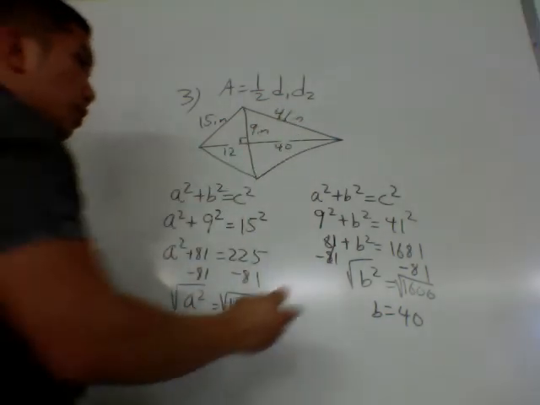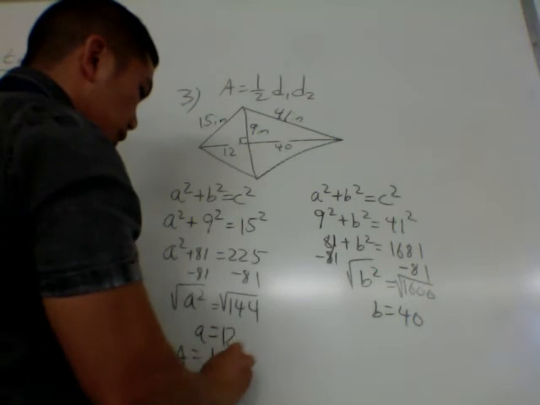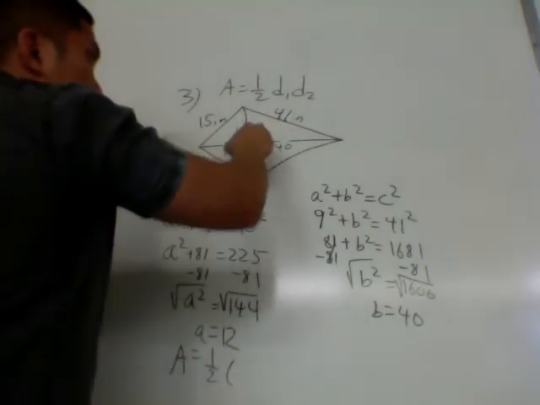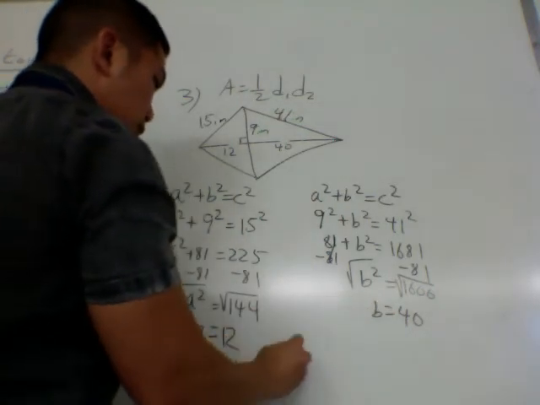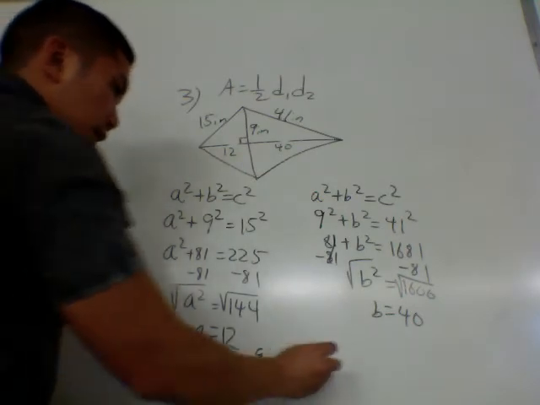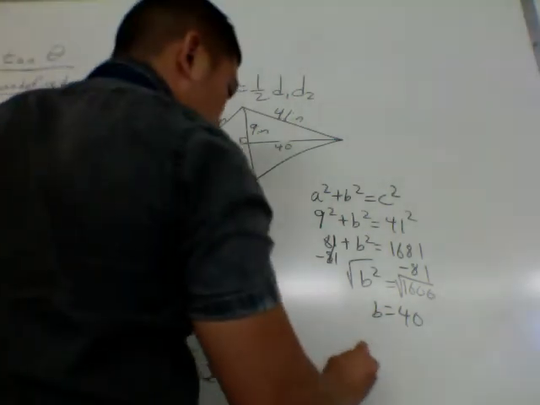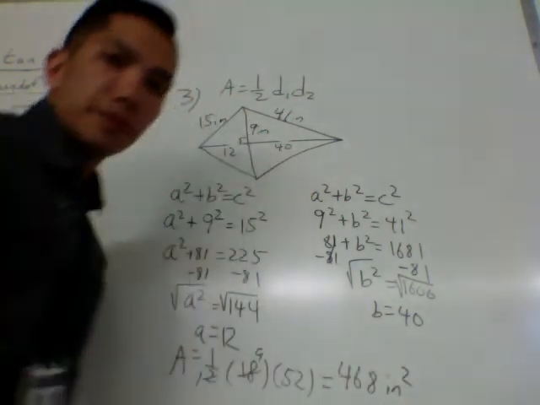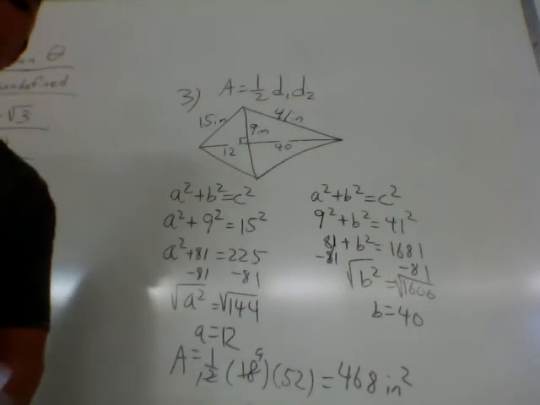So I could just plug it into the formula. Area is equal to 1/2 d1 times d2. The formula is up there, so let me just plug it in. d1 is 9 plus 9, that is 18. And d2 is 40 plus 12, which is 52. So I could cancel the 2 and the 18 to make that 9. And so 9 times 52 is 468 inches squared. So that is how you do numbers 3 and 4.